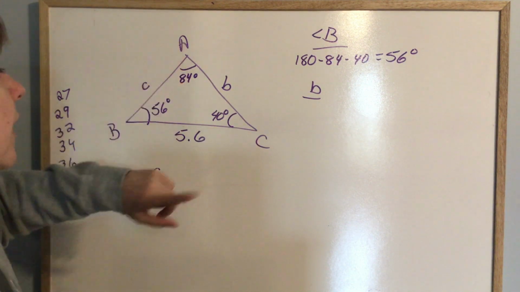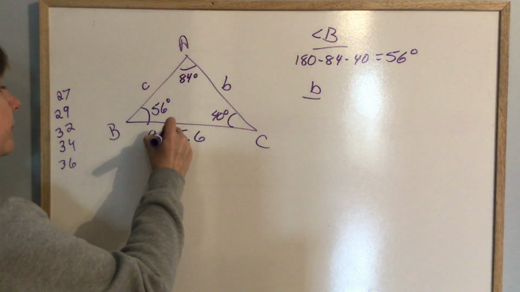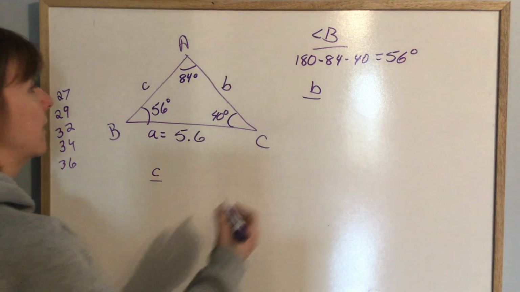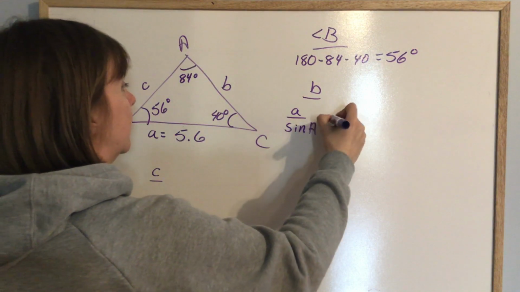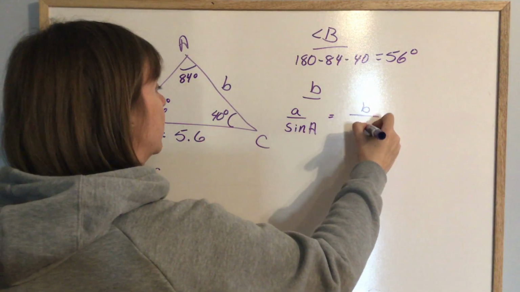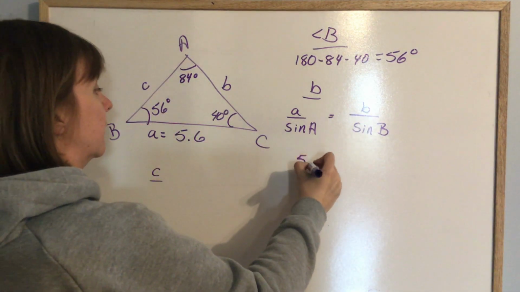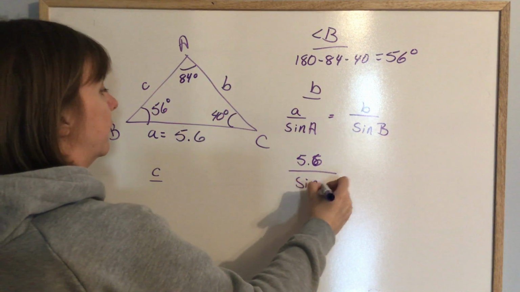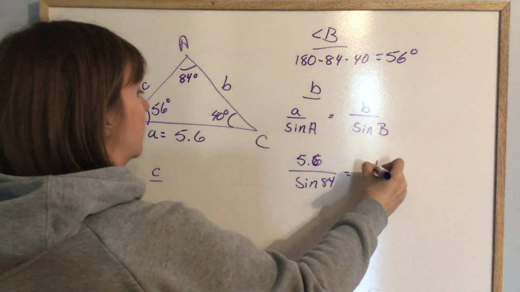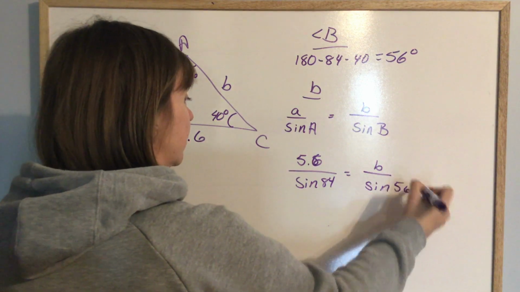All right, I'm going to find side B. Now I know everything there is to know about A. I know angle A and I know side A, because this would be A. I'm going to use law of sines, and I'm going to say A over sine A is equal to B over sine B. So little a is 5.6 over sine of 84 is B over sine of 56.